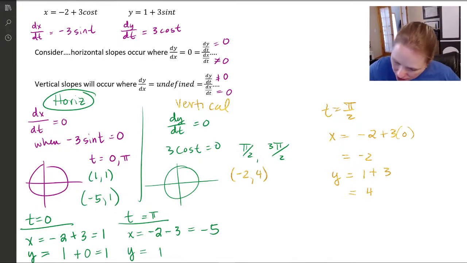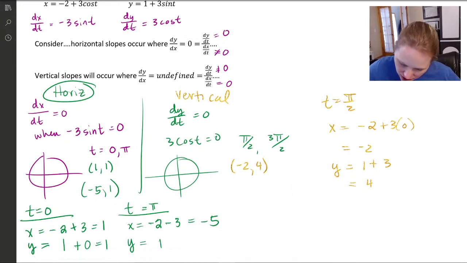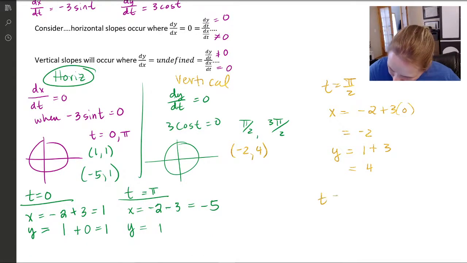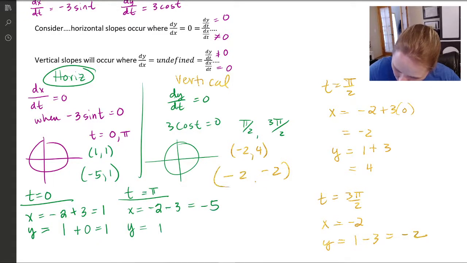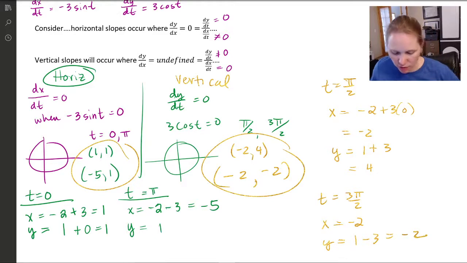And then when t is 3 pi over 2, x will be negative 2 again. And then y would be 1 plus negative 3, so that would be negative 2. The sine is negative 1 down there. So (negative 2, negative 2). There we go. So these are my answers. This is where I'm going to have horizontal and vertical tangents.